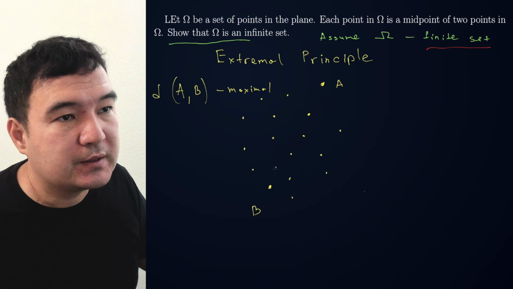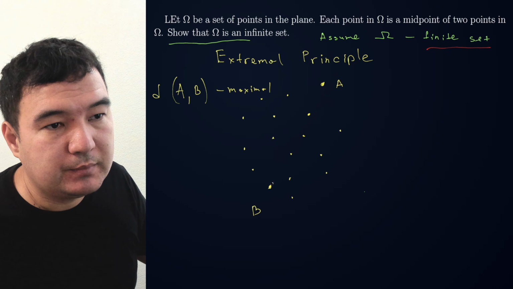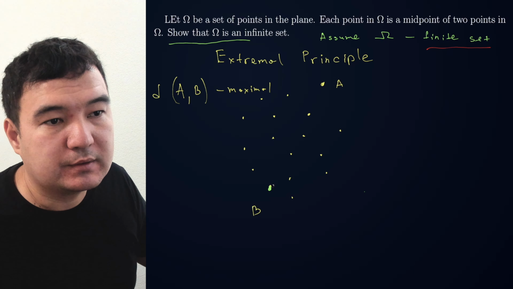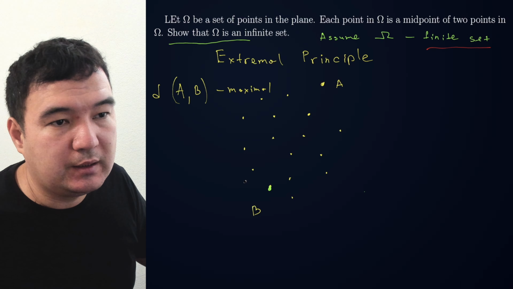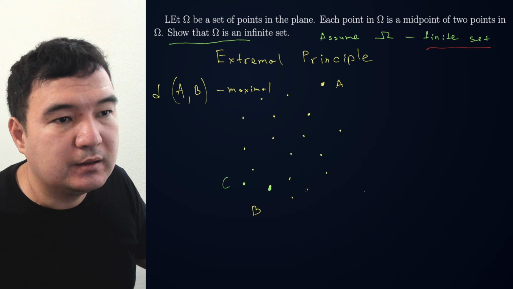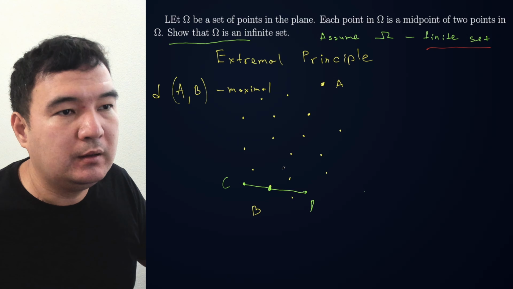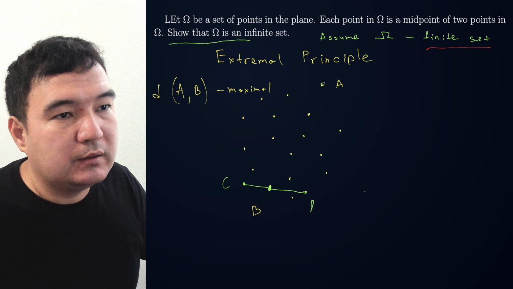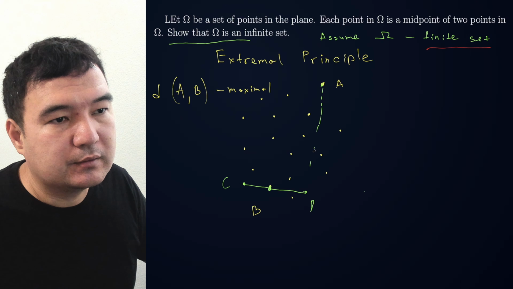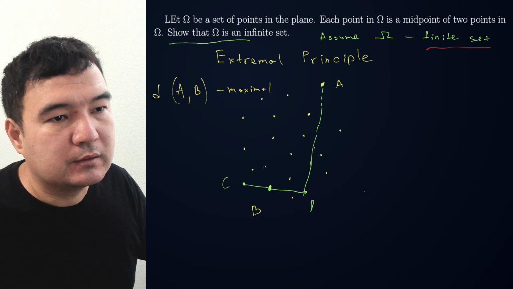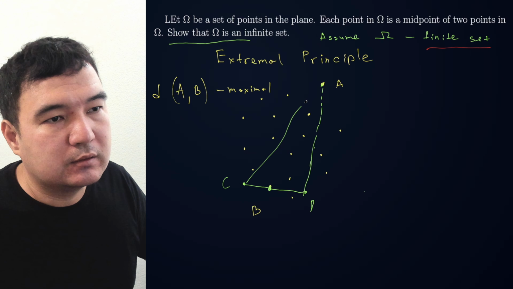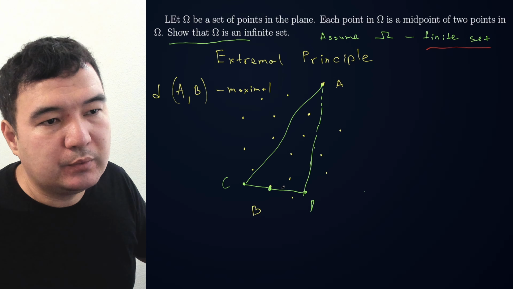But by the assumption of the problem, B is a midpoint of some 2 points, right? Let's say C and D. It's a midpoint of C and D. Let's draw this triangle ACD. Since B is a midpoint, AB becomes the median.